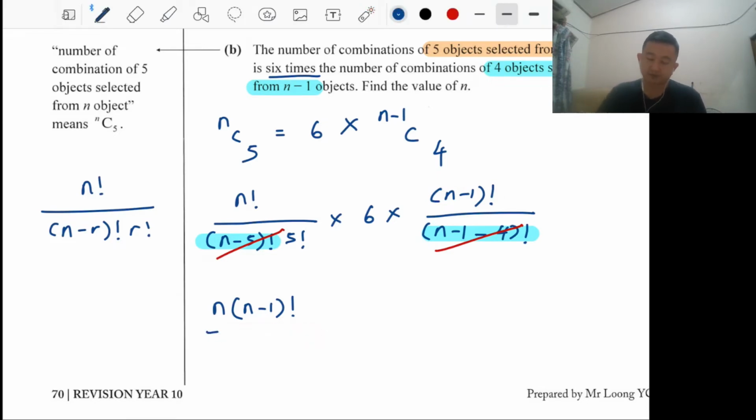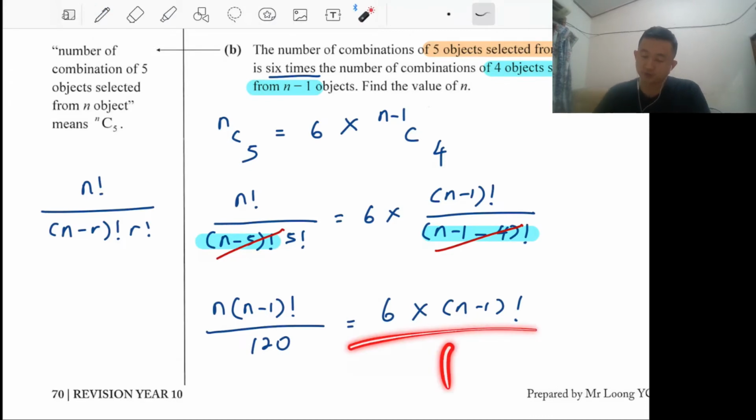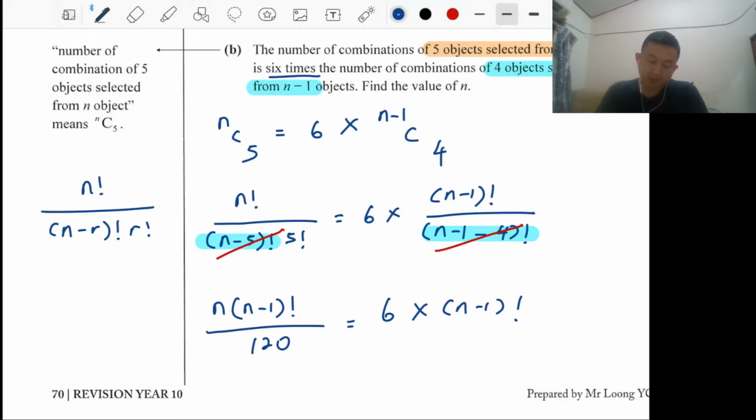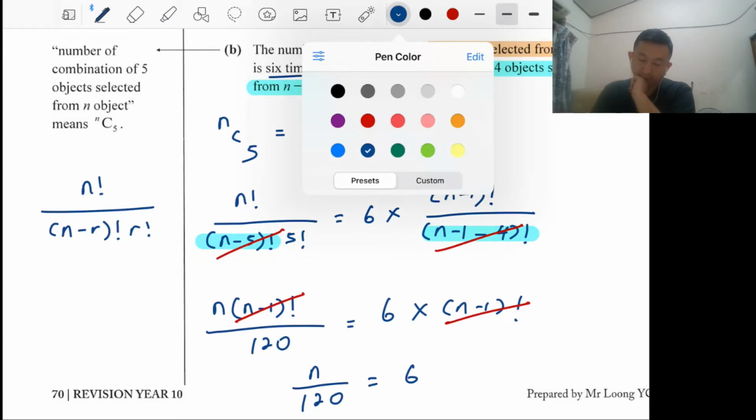Okay? And then 5 factorial, it is 120. Oh, not times 6, it should be equal here, equals 6 times (n minus 1) factorial, because it's 1 for the denominator, doesn't matter. So we cut this, we cut this. So eventually you have n over 120 equals 6. Oh, something is wrong. Oh, I forgot the r factorial. Yeah, I forgot the r factorial. It looks so weird.